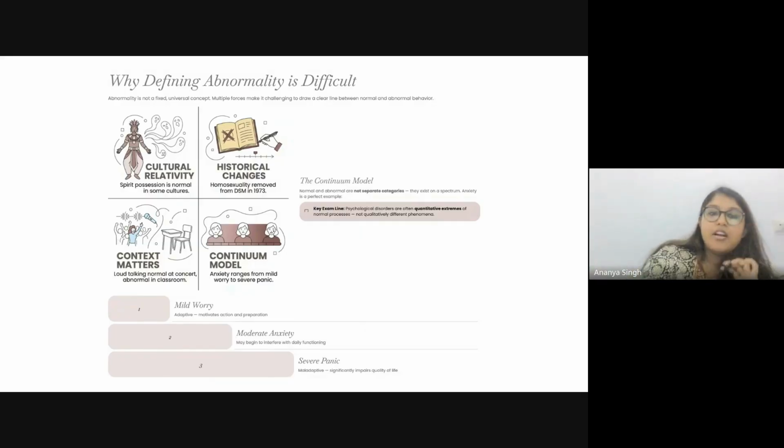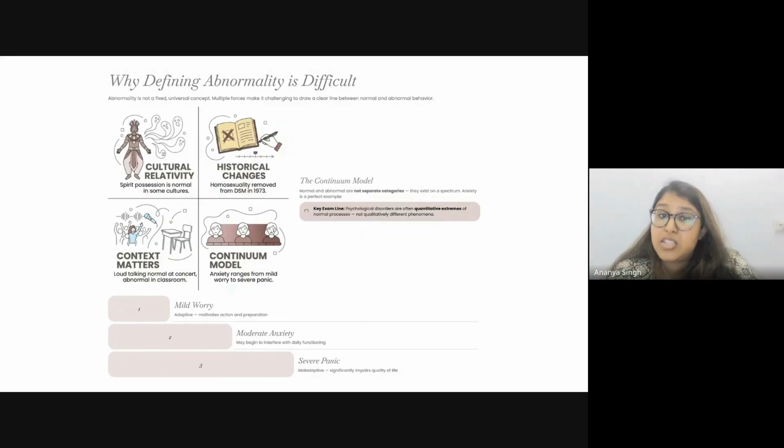Defining abnormality is difficult because there is cultural relativity, historical changes, and context also matters. We've discussed this, and the continuum model. That is one thing. The main thing here is anxiety. So mild worry is very adaptive. It is required in any situation. And it is a very natural reaction to something. Say you have an exam tomorrow or you have a presentation tomorrow, you are bound to worry. That will happen no matter how much you want to suppress it. It will happen irrespective of the preparation.